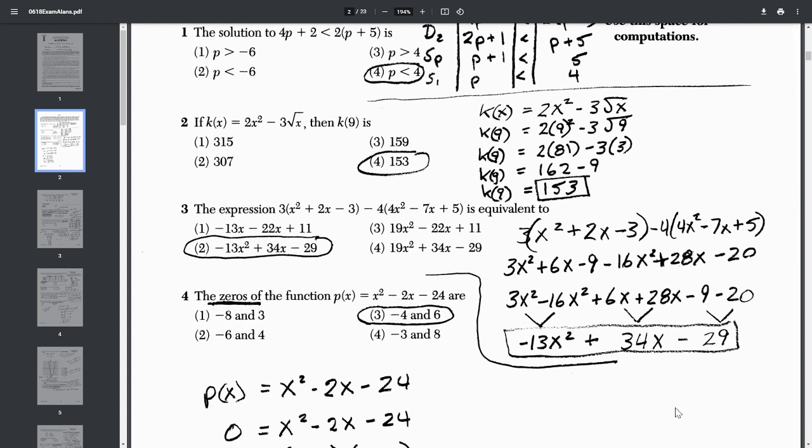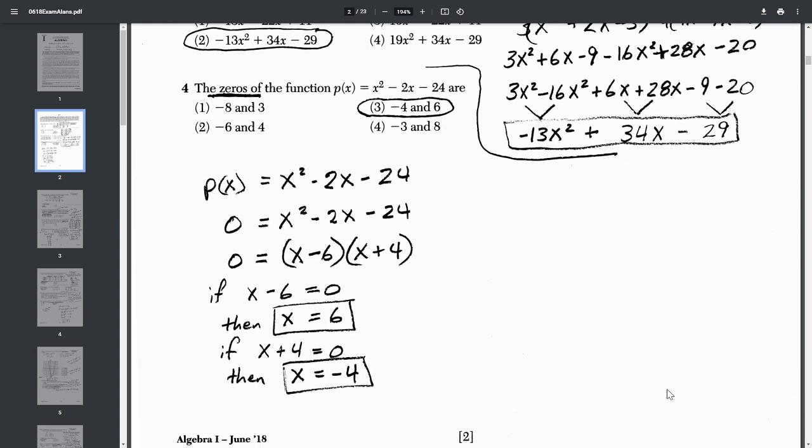Question number 3 wants you to simplify. Both of these have a number in front of parentheses, so you should use the distributive property. And then once you distribute those numbers, you're just going to combine like terms. When you combine like terms, you're going to get choice 2.